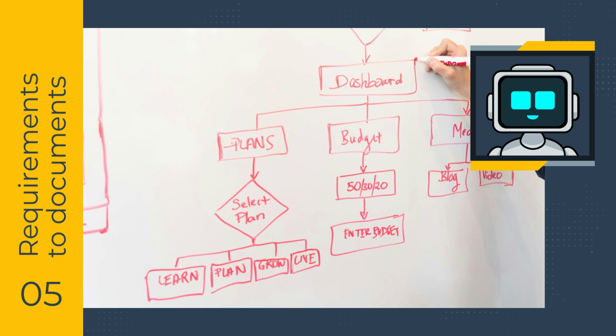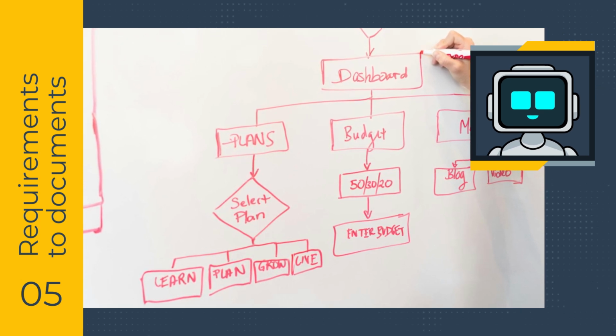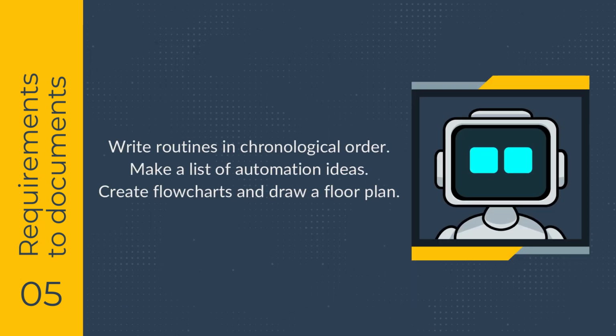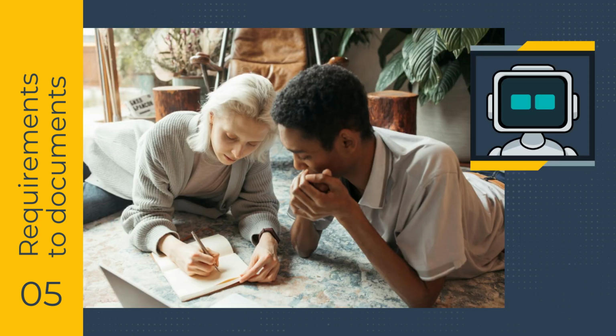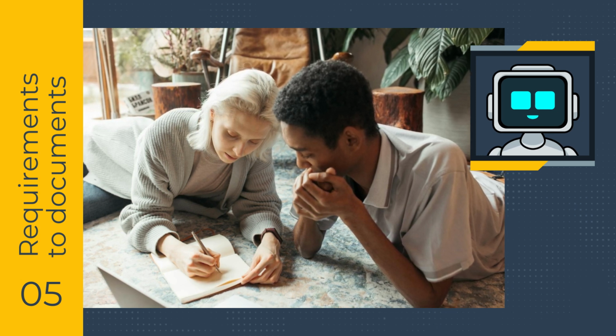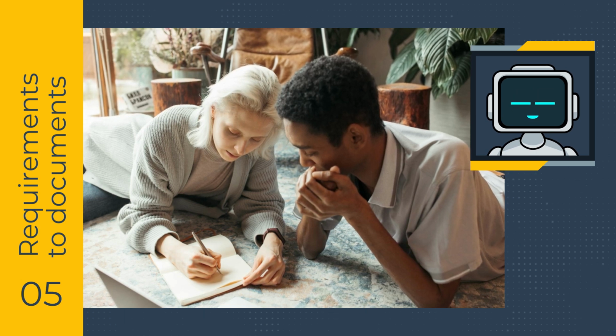In the software world, methods like use cases, sequence diagrams, and class diagrams can be used to visualize system interactions and requirements. For home automation, start by writing routines in chronological order or making a list of automation ideas. Create flowcharts if desired, and draw a floor plan to identify where devices and sensors should be placed. Choose familiar design tools or processes to make planning enjoyable and efficient. The goal is to have a clear concept on paper that will guide the implementation of your smart home system.